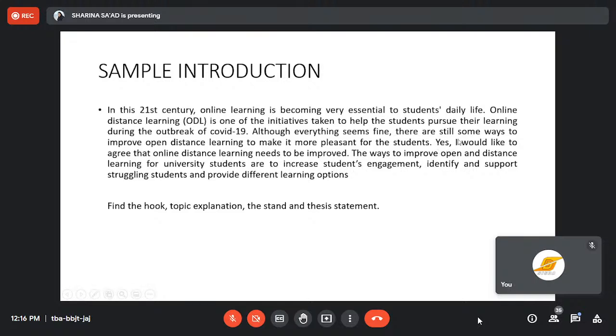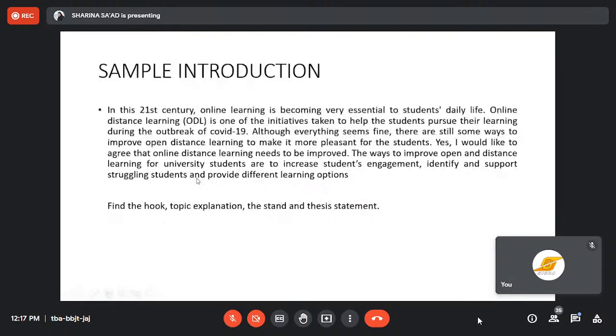Okay, and here this is the stand. Yes, I would like to agree that online distance learning needs to be improved. The last sentence, the ways to improve open and distance learning for students, is the thesis statement. Okay, so the student has written the stand and the thesis statement. So in this introduction, you can find the hook. Yes or no? Yes. You have the topic explanation? Yes. You have the stand? Yes. You have the thesis statement?